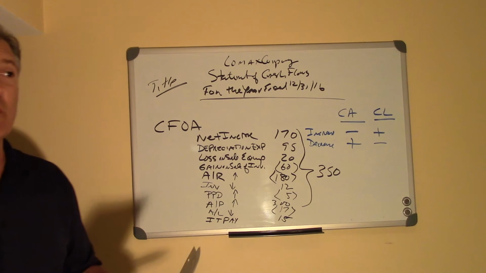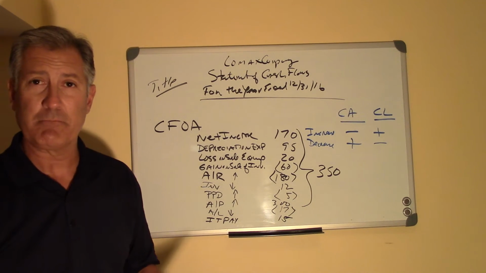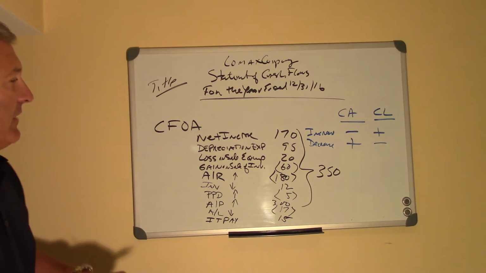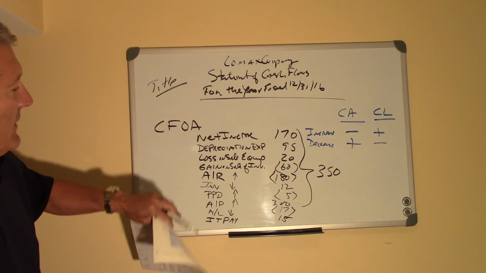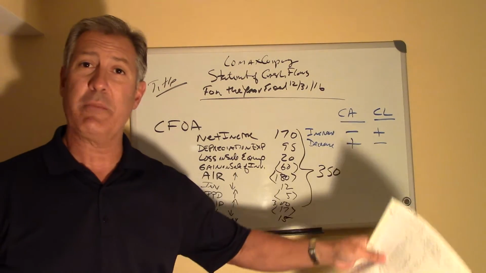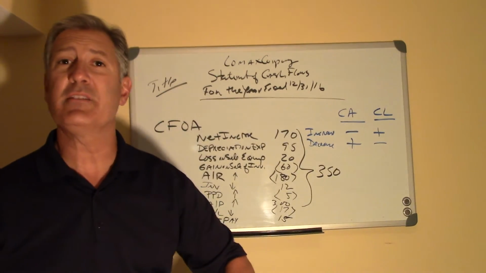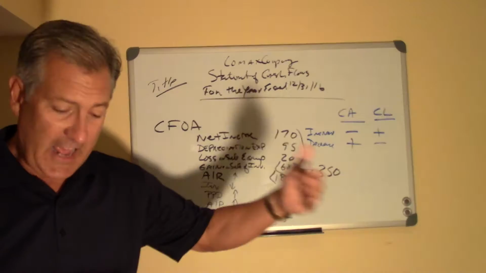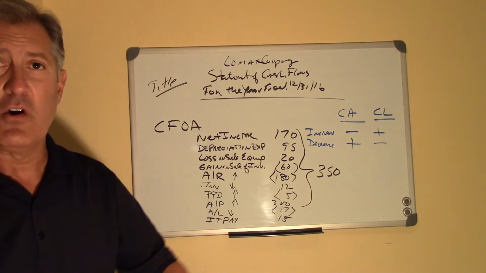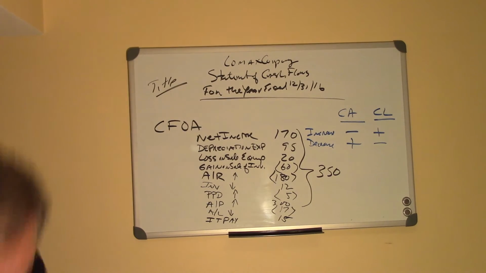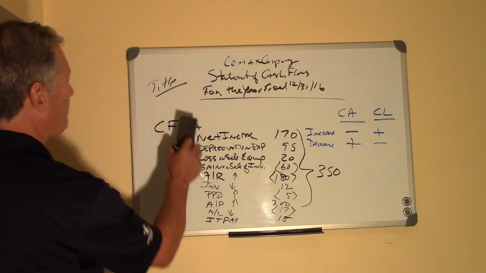So that means we go to step number 3. And step number 3 indicates that we are going to take the changes in long-term items, long-term assets and long-term liabilities, and they're going to go to either one of two places. They're going to go to either the cash flows from investing activities or cash flows from financing activities. So let's take a look at that. And we'll erase this information here.